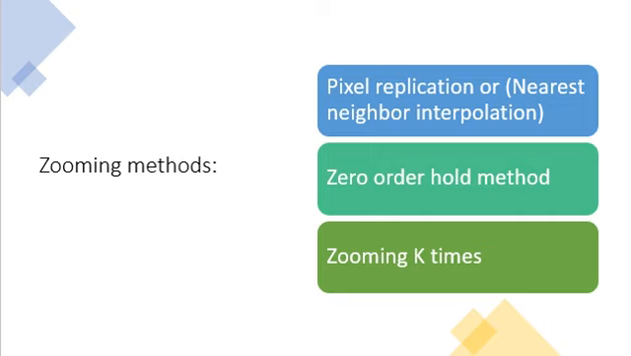Zooming methods. Although there are many methods that do this job, we are going to discuss the most common of them here. They are listed as pixel replication, zero order hold method, and zooming k times. Each of the methods has its own advantages and disadvantages. We start by discussing pixel replication.